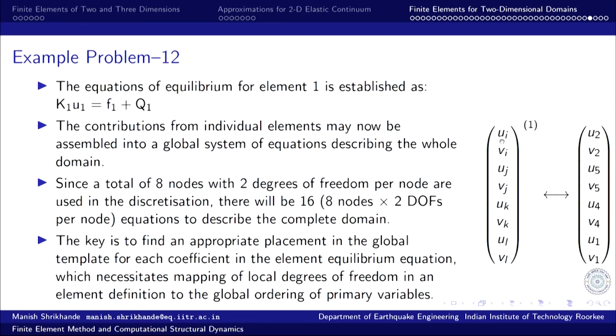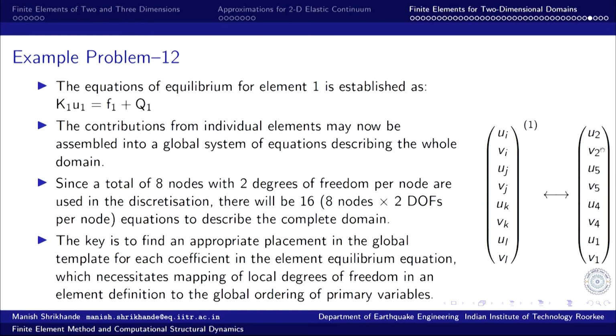So, appropriately what happens here is whatever is the coefficient or terms corresponding to u I, they would go to corresponding terms of node 2, the x displacement of node 2. So, in the global system of equations, that corresponds to element 3, because node 1 will have u and v and node 2 will have u and v. So, u I would go to the third variable in the global system of variables, and so on.